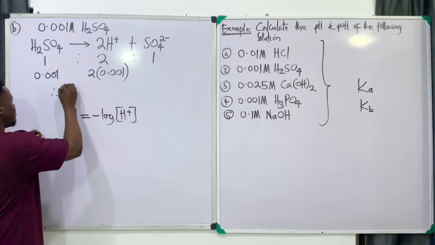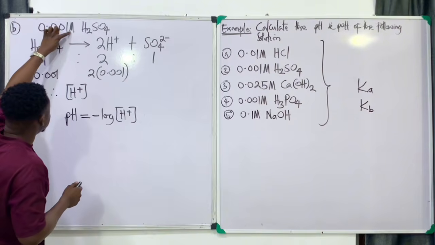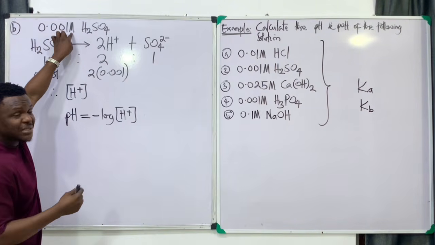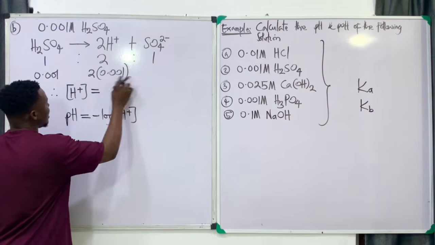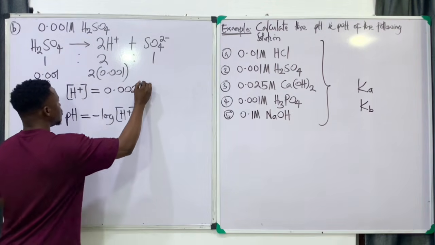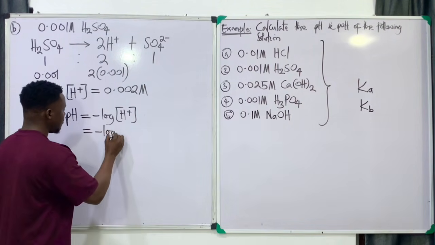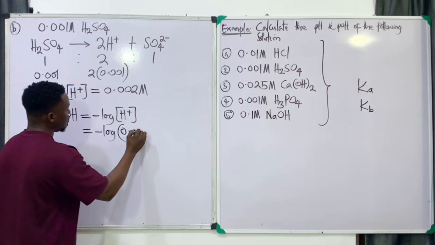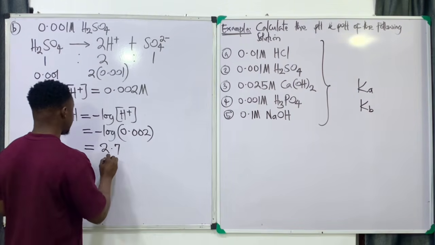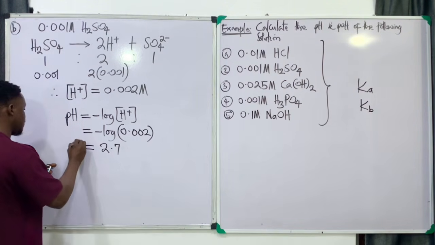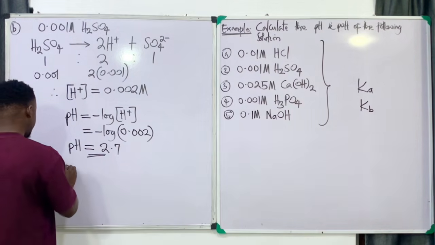Alright, so based on this, H plus concentration, remember this square bracket stands for concentration, and this capital letter M stands for molar, which tells that this is the concentration of this guy. So this becomes 2 times 0.001, which is 0.002 molar. So insert this into your formula. We have negative log of 0.002, which is 2.7 approximately.